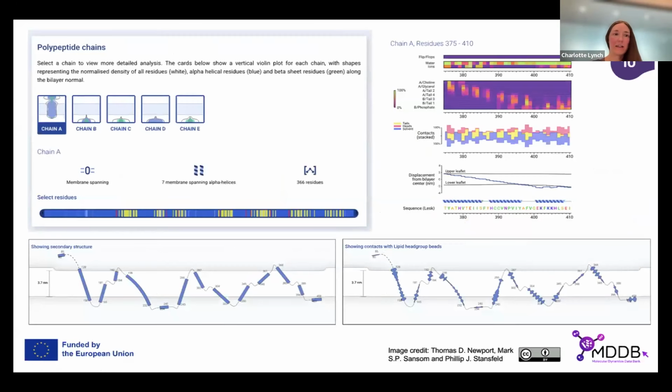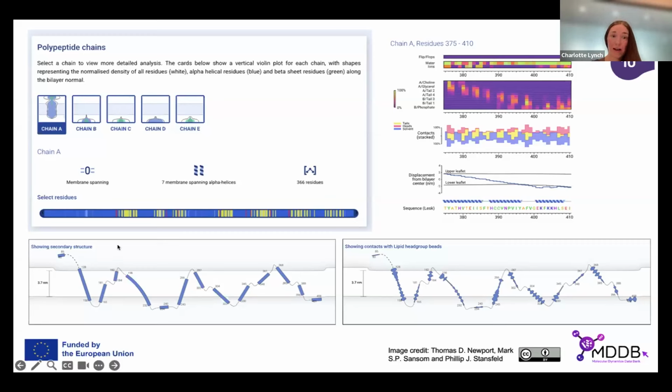You can also click on the individual chains and have a look at those in more detail. And it will tell you whether it's membrane spanning or touching, or if there's no interaction. You can also see a breakdown, with respect to each of the different residues, of its contact with the different parts of the lipid, or the contact analysis for the solvent or the heads or the tails, and also the displacement from the bilayer center as well. So lots of things to look at there.